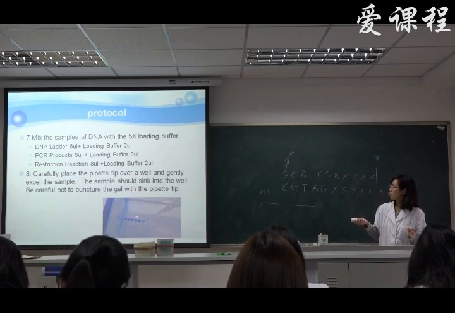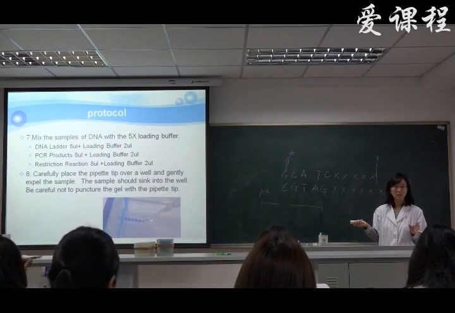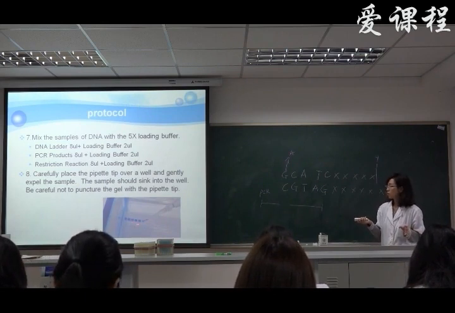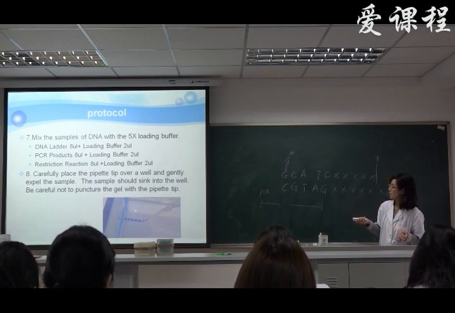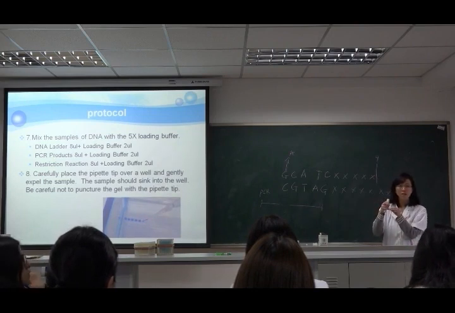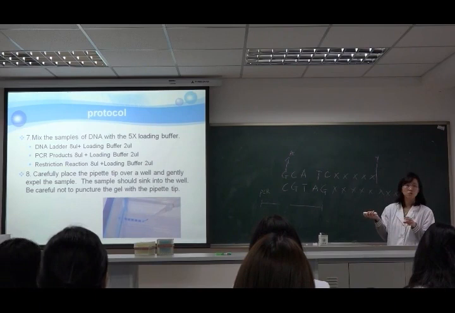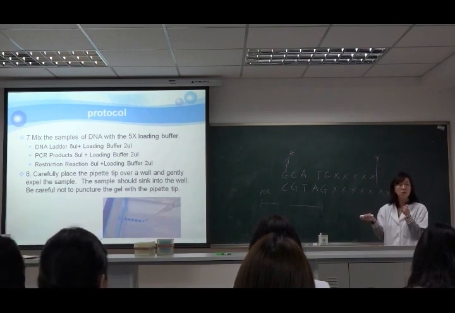The blue one is just the dye, it's not the DNA. Understand here? We cannot see the DNA with our naked eyes. And carefully place the pipette tip over a well and gently expel the sample. That means we use a pipette, put the pipette tip in the well and pipette the solution into the well. This should be done carefully because the well is very small.